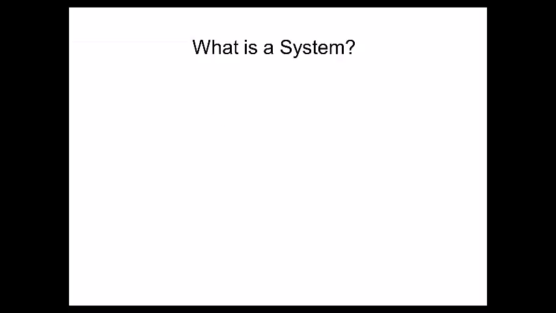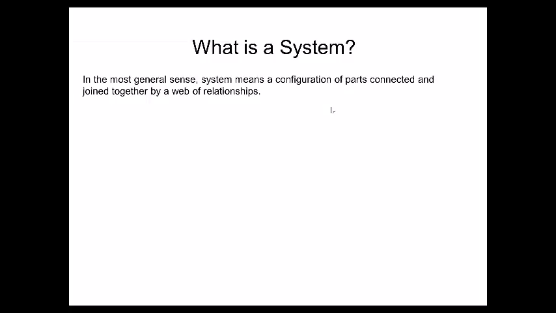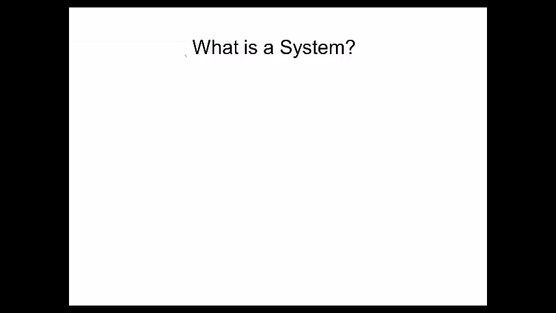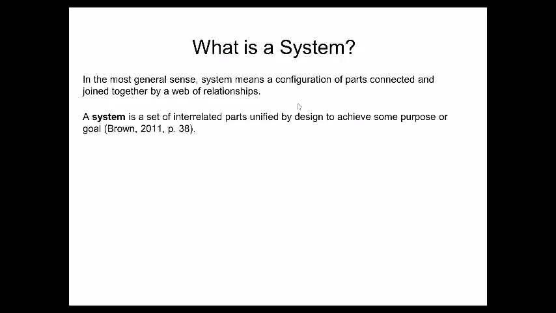What we want to do, therefore, is take a quick look at the theoretical underpinning of a system. What defines a system? Because if we are working with systems, it would be important to say what is a system. In its very general sense, a system means a configuration of parts which are connected and joined together by a web of relationships. If you look at the examples you threw up, like a family, the group, the community, the larger ecosystem, they are all parts which are connected and joined together, and there is a relationship between them, and that is what constitutes a system.